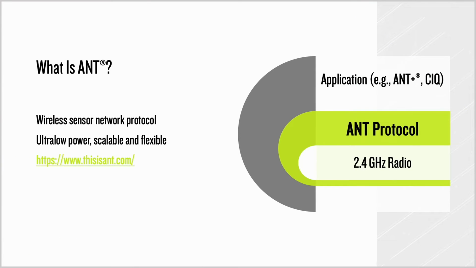So what is ANT? At a high level, ANT is a wireless sensor network protocol operating on the 2.4 GHz ISM band. ANT is an ultra-low power protocol designed for personal area networks. ANT is capable of operating with power consumption in the range of milli or even microamps. This means that ANT is a great solution for devices that are meant to last for months or even years on a coin cell battery.